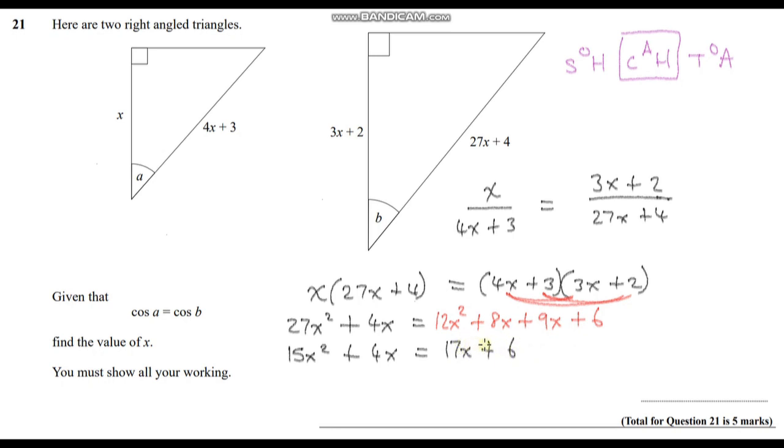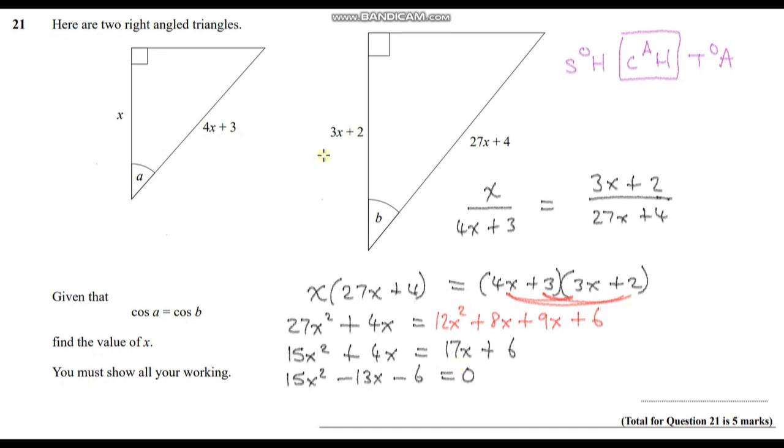And now, in order to solve a quadratic, we're going to have to get everything on the left hand side, and it's going to have to equal 0 on the right hand side. So if we subtract 17x from both sides, we're left with 15x squared minus 13x. Now if we take away 6 from both sides, we've got minus 6, and that equals 0. And now we can solve this quadratic.